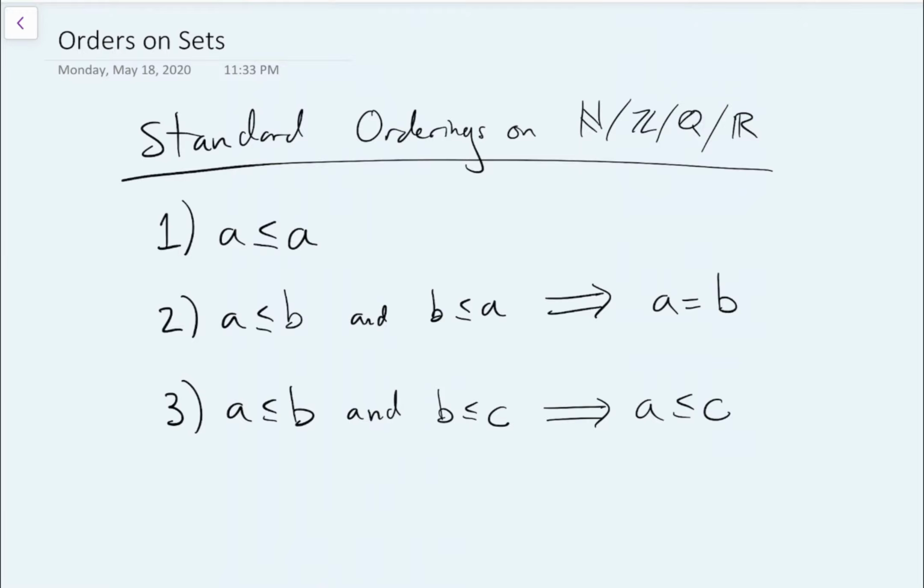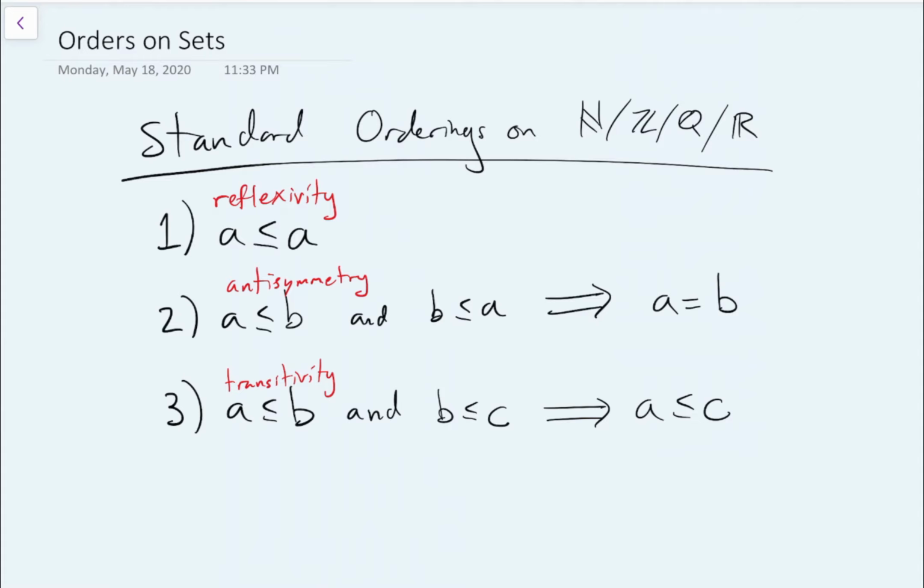So, in fact, all these axioms have names. Let me just list them out. This first one is called reflexivity. The second one is called antisymmetry. And the third one is called transitivity. Okay, so it isn't really so important, just good to know this is common terminology. Okay, so these are the three axioms we're going to have for our ordering.